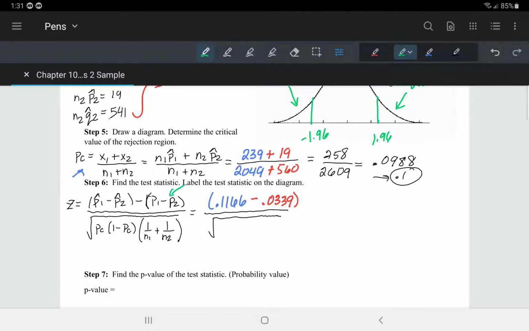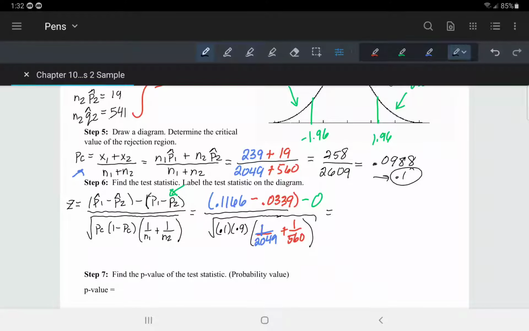After that, we need to subtract off P1 minus P2. That is what we expect, and we've assumed those to be equal to 0. Then we can fill in the bottom. So we'll be taking the square root of PC, which we've set as 0.1, times 1 minus PC, which would be 0.9, and we divide that by 1 over N1, which is 1 over 2049, plus 1 over N2, which was 560.